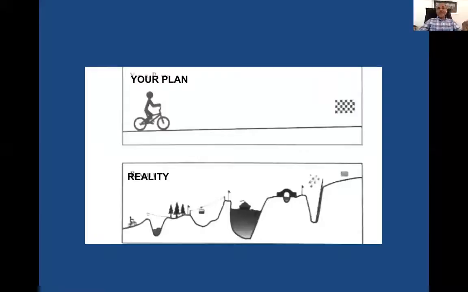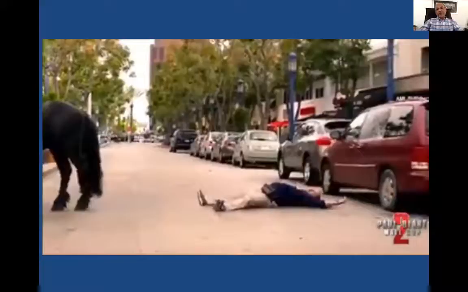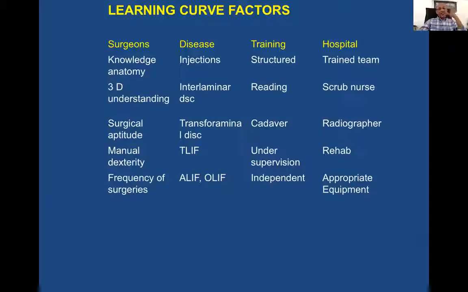So just look, enjoy this clip. So this is basically, you need to understand, you need to go into the horse from the side and not from the back. So learning curve factors: there are surgeon factors, disease factors, training factors, and hospital factors.